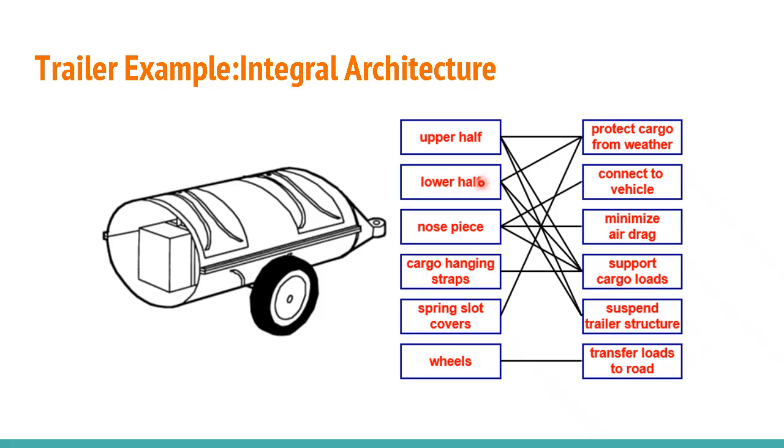So, developing the integral one: the upper half is connected to the suspension and trailer structure, protects the cargo, and springs the load. That way the wheels transfer the load, all connected together, and at the end it transfers the load to the road.